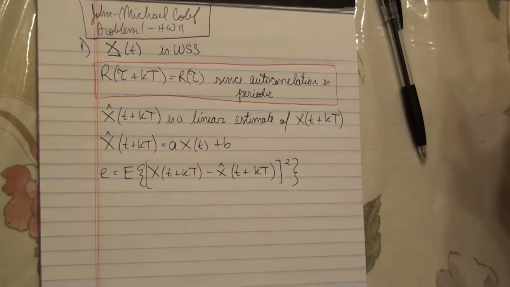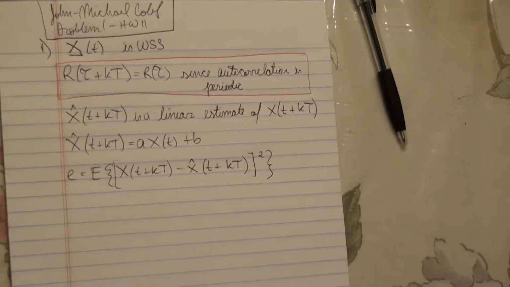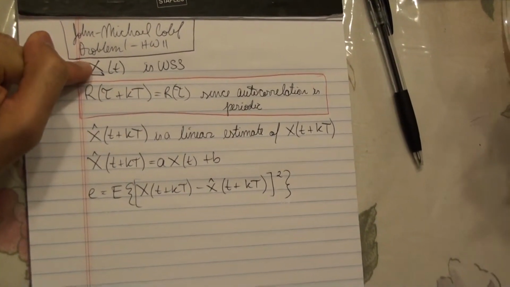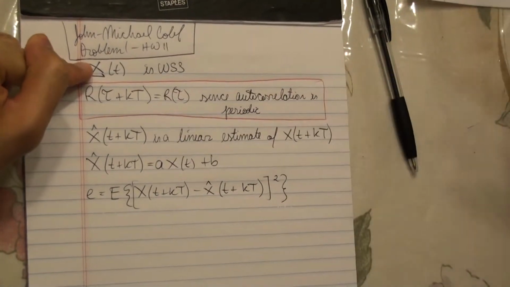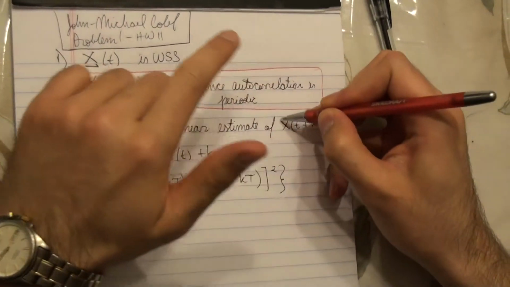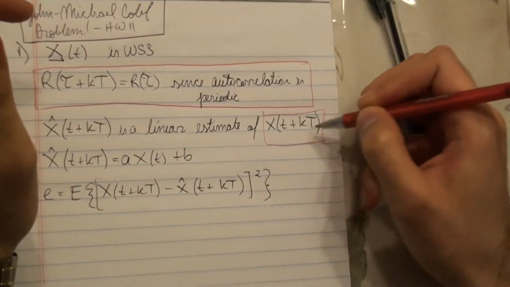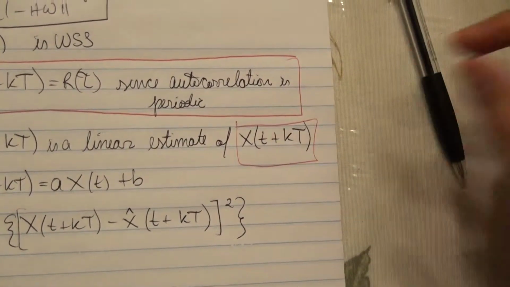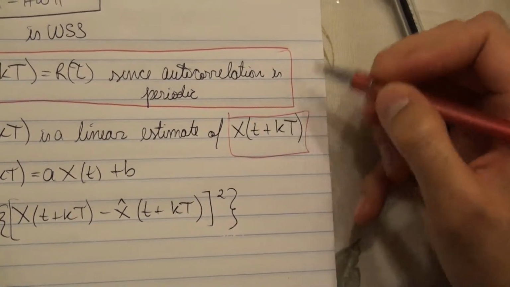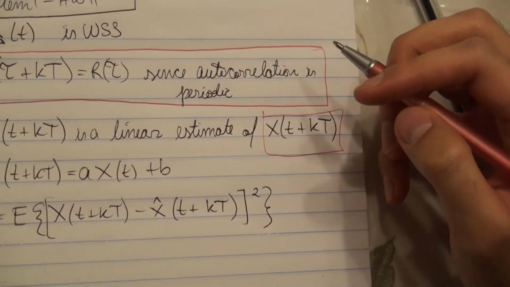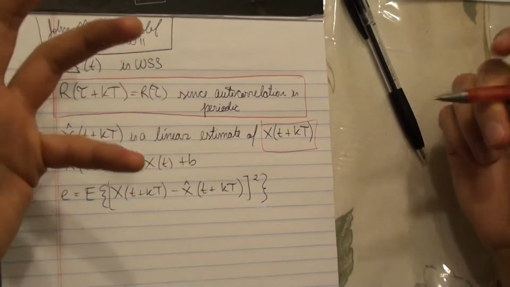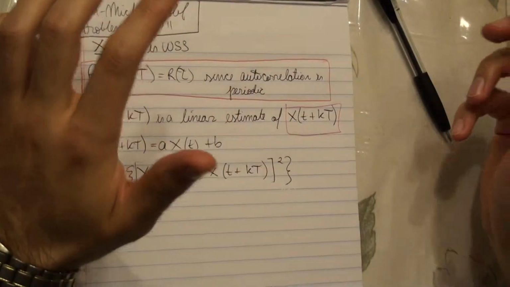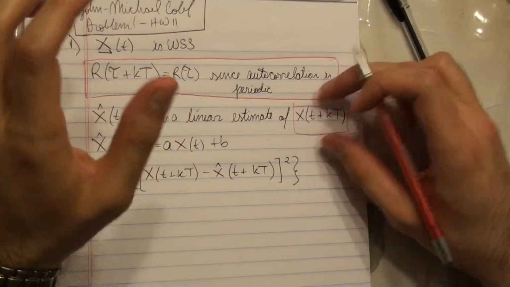Okay, so let's break that down. Our function is this, x of t. The function, an integral number of periods away, can be represented by x of t plus kT, where big T is the period. So this is x at an integral number of periods away. If k is 2, it's 2 periods away, 3, and so on. They want us to estimate in the least mean square error linear sense what this will be in the future.